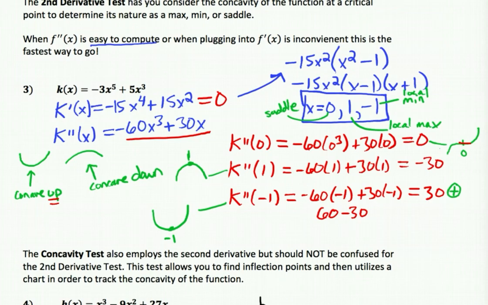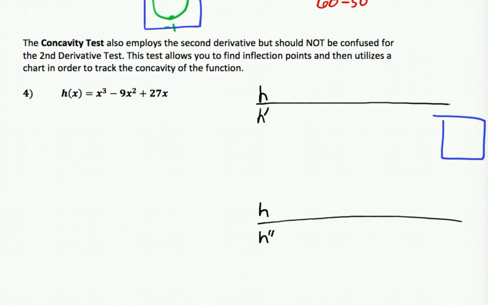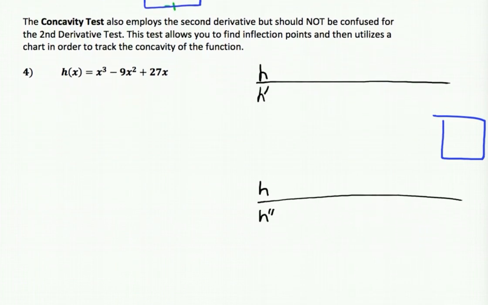So that's the second derivative test. Notice no chart was used to decide whether they were maxes, mins, or saddles. We're just visualizing concave up, concave down, or whether it looks like a saddle to decide whether it's a max, a min, or neither. So sometimes that's a lot easier way to do things. So let's use what we think is best on this final problem.